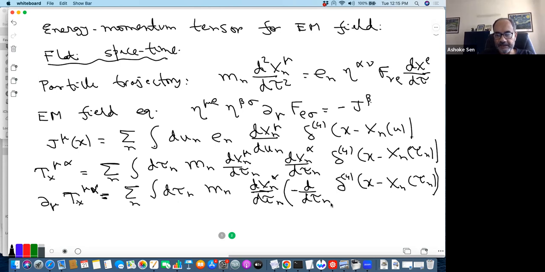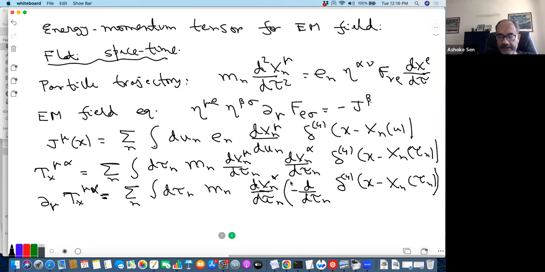Is this clear? This is something that we had gotten last time. But there is one thing that fails compared to last time. If you recall, what I did last time is that we took this minus d/d tau_n, integrated by parts, so that it became d^2x_n/d tau_n^2. And then we used the free particle equation of motion to say that d^2x_n/d tau^2 is 0. And that's how you establish the conservation of the energy momentum tensor for the free particles.